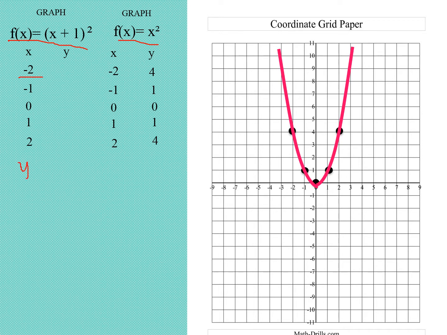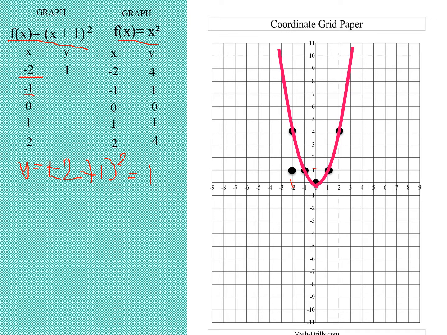So, we have y, since our f of x is equal to y, is equal to, our x is negative 2 plus 1. So, negative 2 plus 1 will be negative 1. Then, negative 1 squared will become positive 1. So, our y is positive 1. Then, our plot is there: negative 2 and positive 1. So, here is our point.